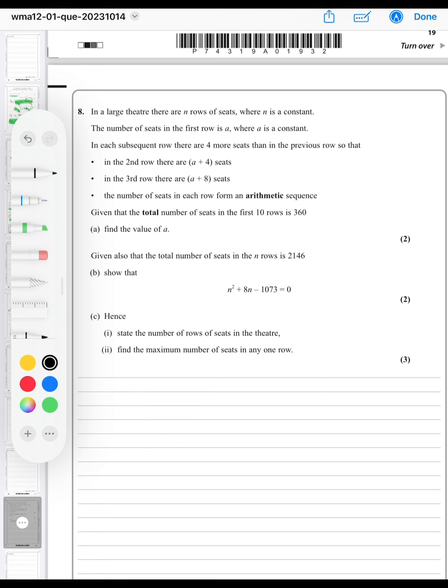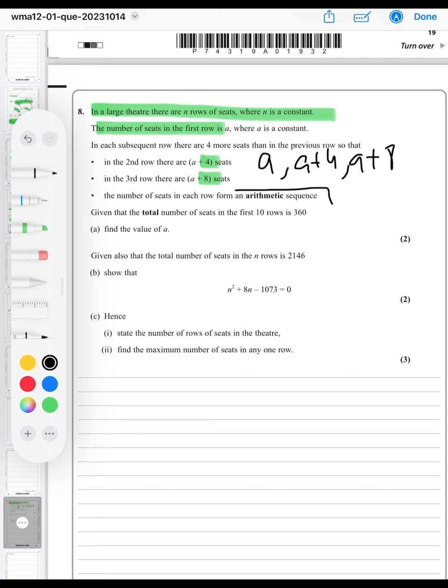From the question, you can see that in a large theater there are n rows of seats where n is constant. The number of seats in the first row is A. Then in each subsequent row there are 4 more seats, like you can see here, plus 4, plus 4, 8. If I make the sequence, it will look like this. So it is an arithmetic sequence, and they clearly mentioned it here.